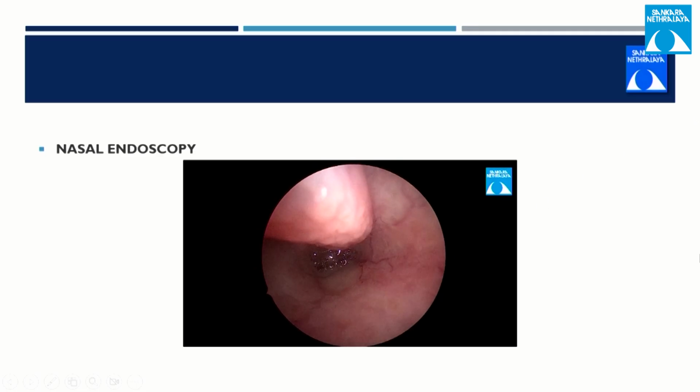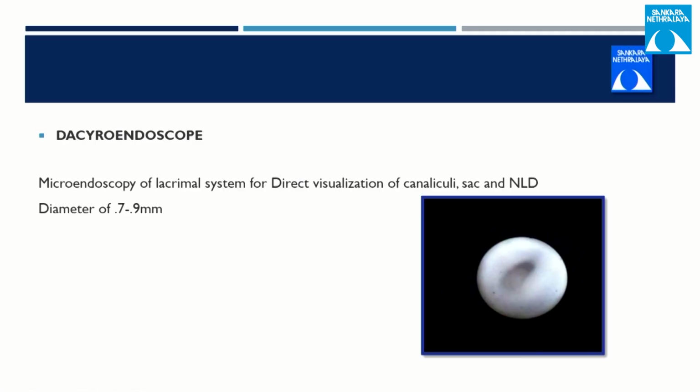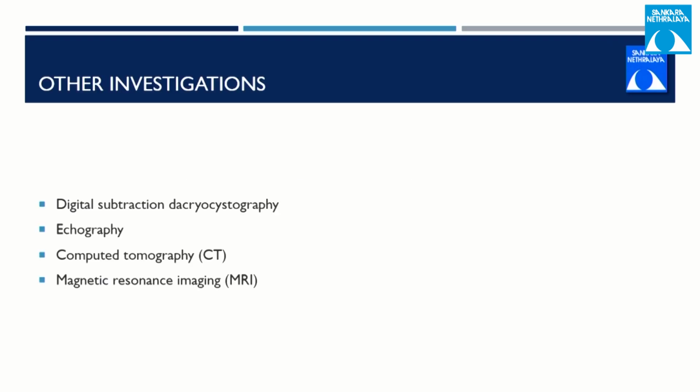Is that clear? Dacryoendoscope. So it's the microendoscopy of the lacrimal system for the direct visualization of the canaliculi, sac and NLD. This is a recent advance. We don't have this machine here, but this would be good. Okay. So the other investigations that are done are digital subtraction dacryocystography, echography, CT or MRI.